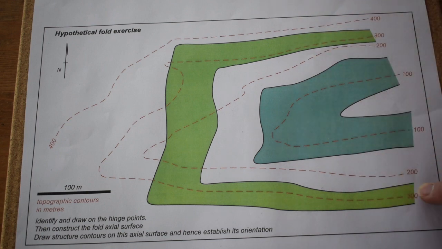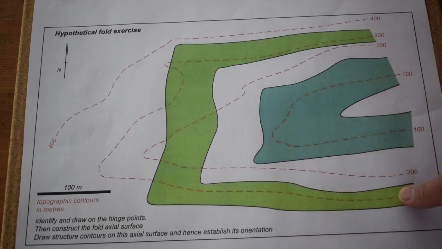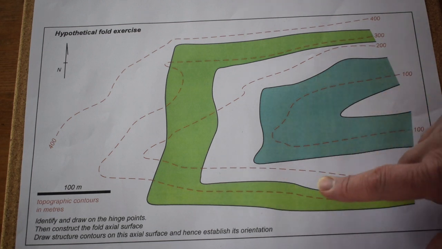And we can see over on this side of the valley, the same thing's occurring. The green unit straddles the 300-metre topographic contour. So this means that the light green material here is essentially horizontal.